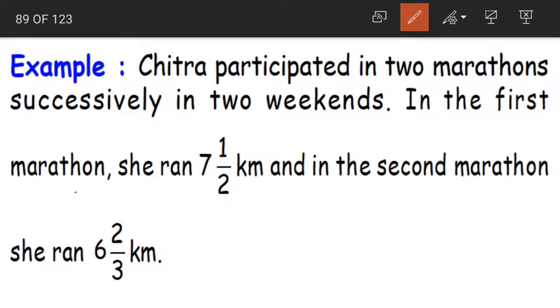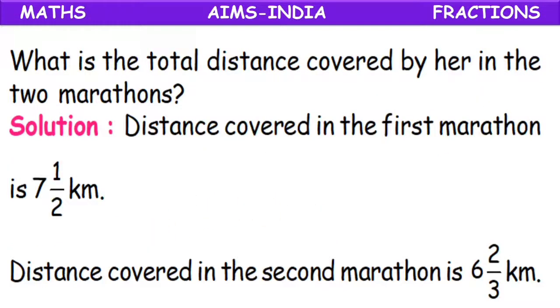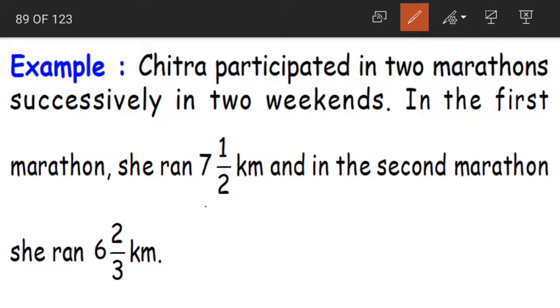Now in the first marathon she ran how many kilometers? She ran 7.5 kilometers. Yes, and in the second marathon she ran 6 2 by 3 kilometers. Okay children, now what should we find out with this information? We should find out the total distance covered by her in the 2 marathons. What should we find out? The total distance covered.